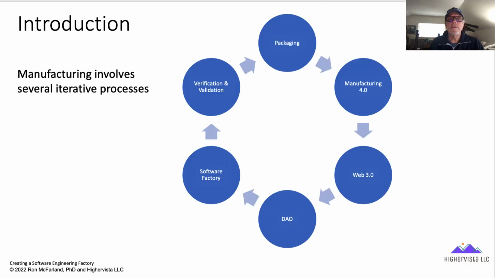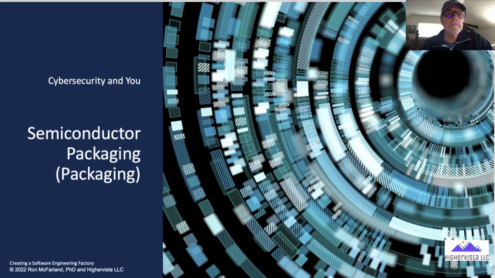So we've got this cyclical process, and you can start off with manufacturing, Web3, DAO, software factory, verification, validation, packaging. So it's an iterative process, an iterative circle. How you build this out is really something on your own. If you're doing a research project or if you're in an organization thinking about this as a concept, drop me a note. I'll be glad to help you find some good research. I'll leave my contact information in the YouTube comments area. I think that's where it is.